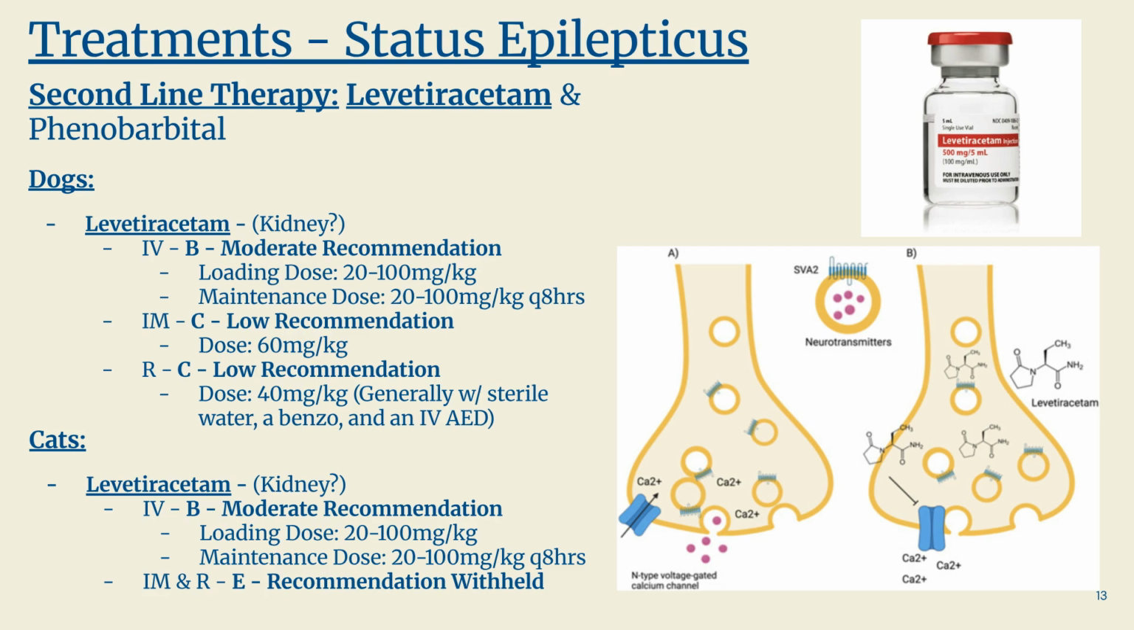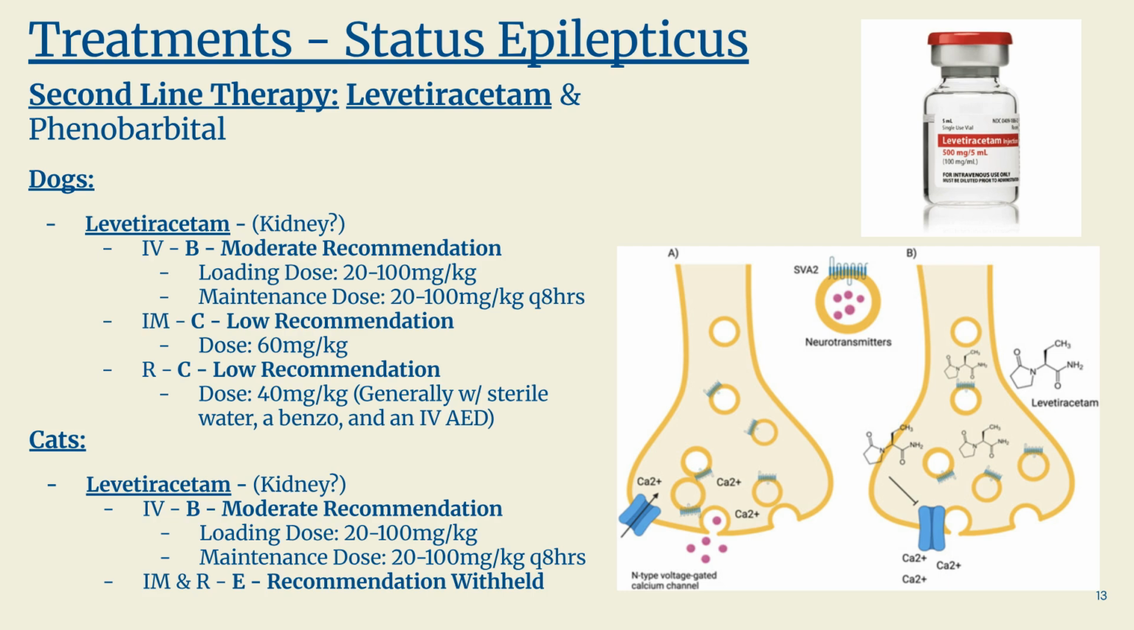Okay, so moving on to our second line therapies, we have levetiracetam and phenobarbital. Starting with levetiracetam, or Keppra, its mechanism of action is not completely understood, but what we do know is that it reduces presynaptic depolarization and calcium-induced release of neurotransmitters via binding the presynaptic 2A vesicles and by inhibiting calcium's release from the endoplasmic reticulum. Notes on Keppra is that it can be administered IV, IM, and rectally when needed for rescue situations. It is considered an effective option for pets with known hepatopathies, unlike phenobarbital.